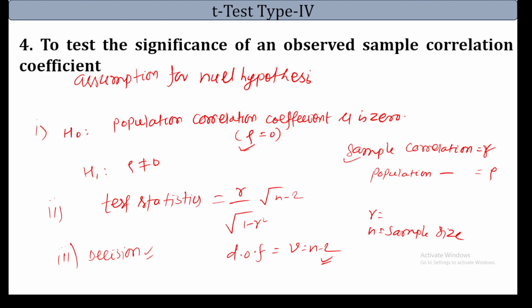Now, to test the significance of an observed sample correlation coefficient, you can use this formula. You can collect all the tests in one place and revise the formulas before going, then see which one to apply at that moment. For this test statistic we have r by root of (1 minus r square) by (n minus 2), and the degree of freedom will be n minus 2 in this case.